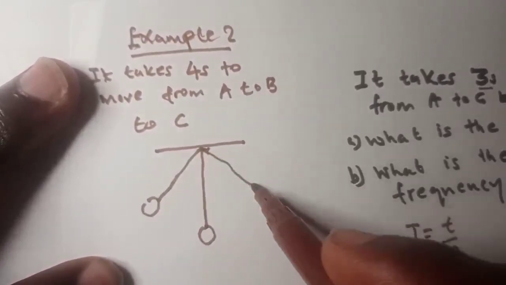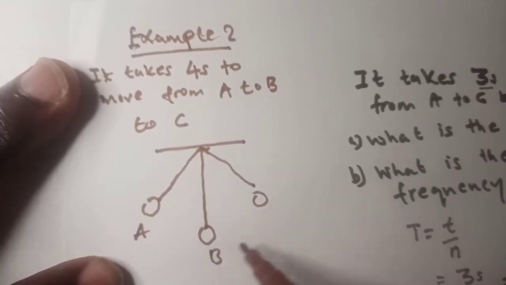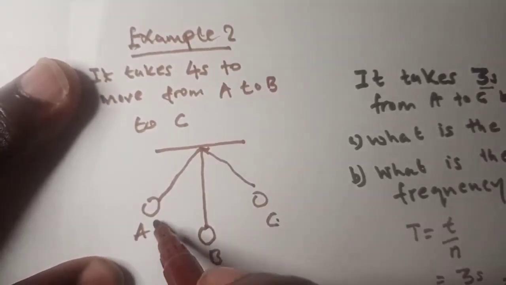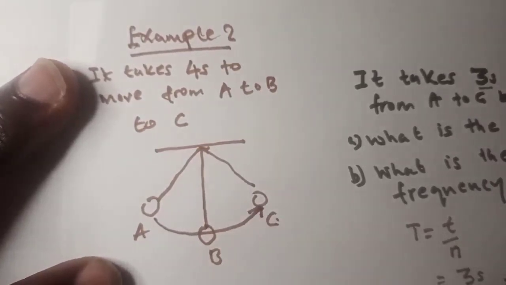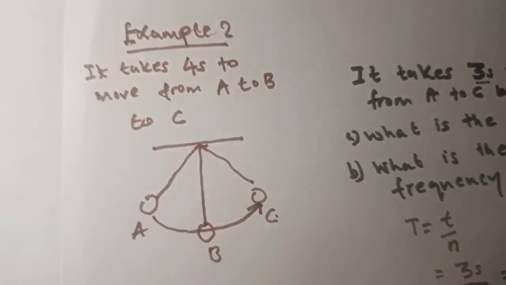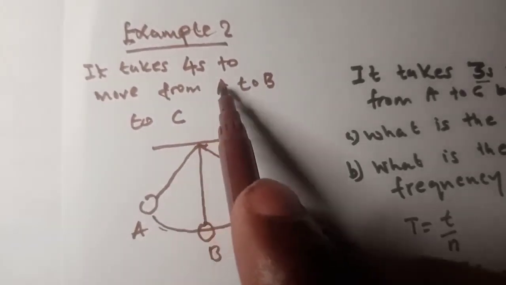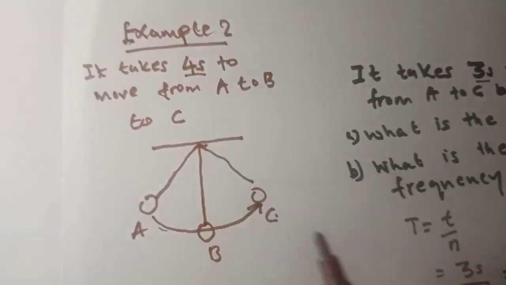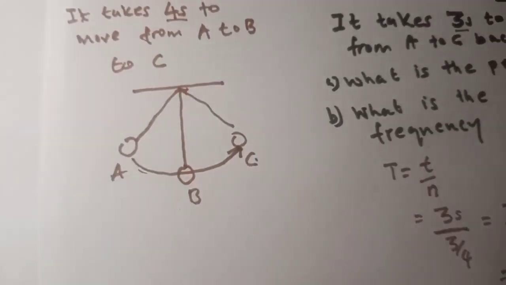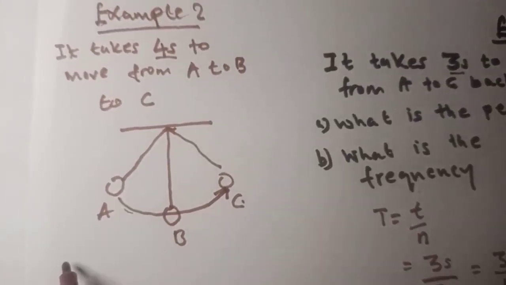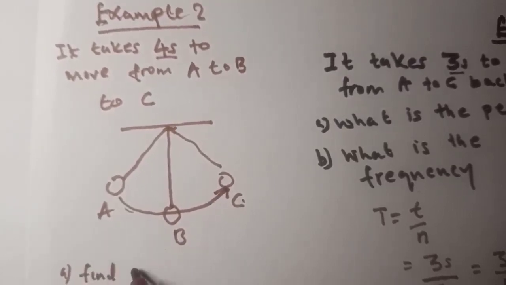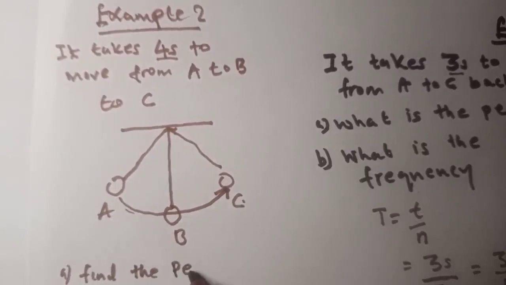So this is A, B, and C. So this one moved like this, and this is where it ended from. It moved like this, so from A to B to C, and it took 4 seconds. Now the question says find the period.